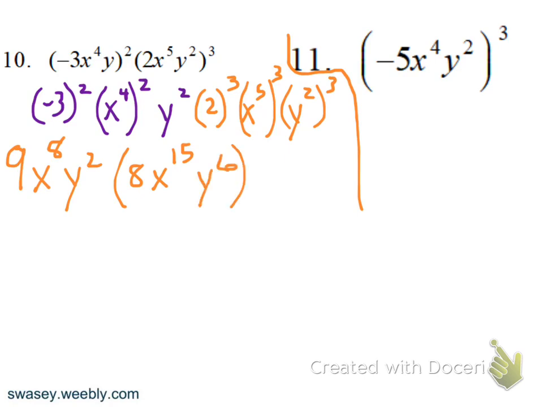Now we'll multiply these monomials together. 9 times 8 gives us 72. Multiply with the same base, add your exponents. 8 plus 15 gives us 23. And 2 plus 6 gives us 8.